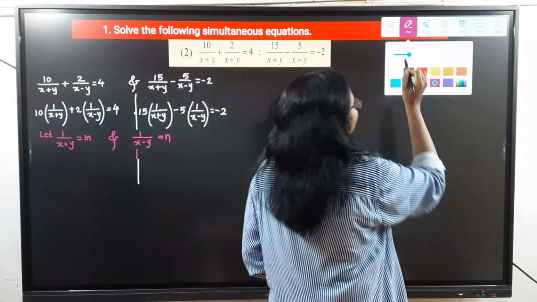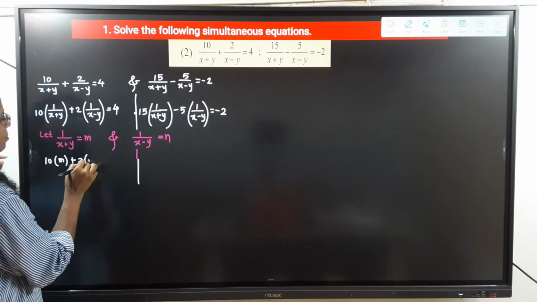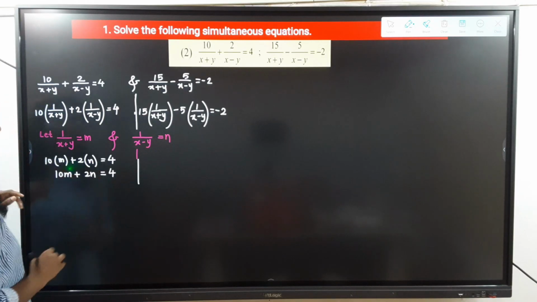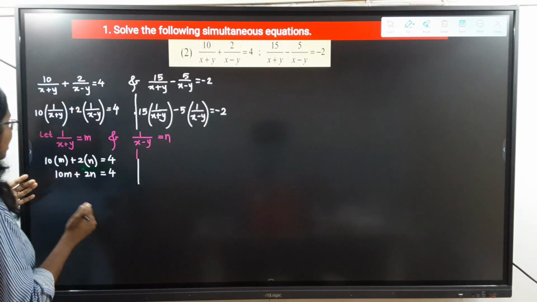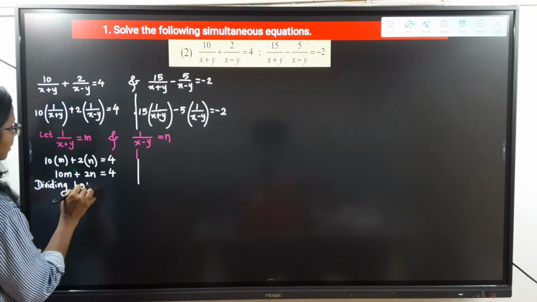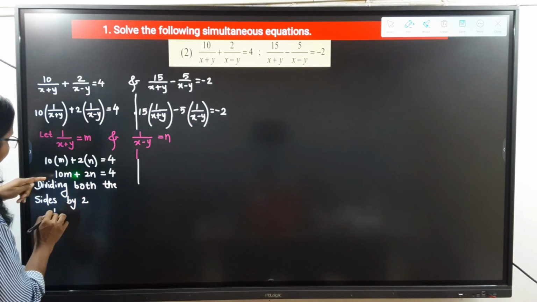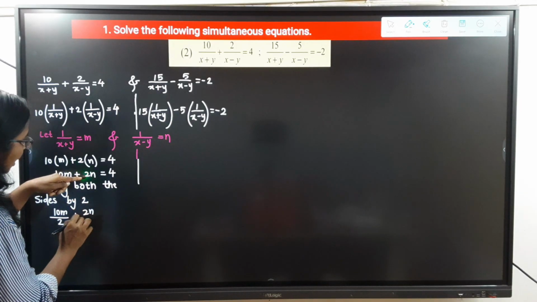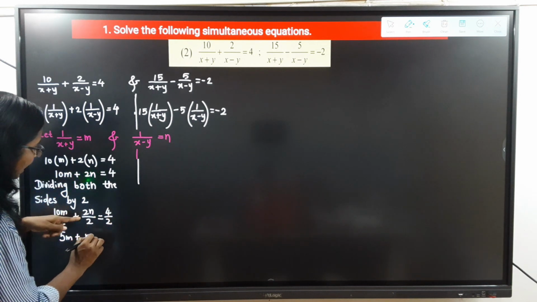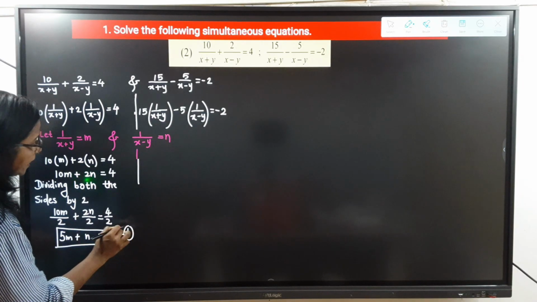And therefore, students, these equations become 10 × m + 2 × n = 4. So 10m + 2n = 4. Further, we simplify this equation by dividing both sides by 2. Therefore 10m/2 + 2n/2 = 4/2. Two 5s are 10, so 5m; 2 ones are 2, so n; 2 twos are 4, so 2. So 5m + n = 2. We call it the first equation.